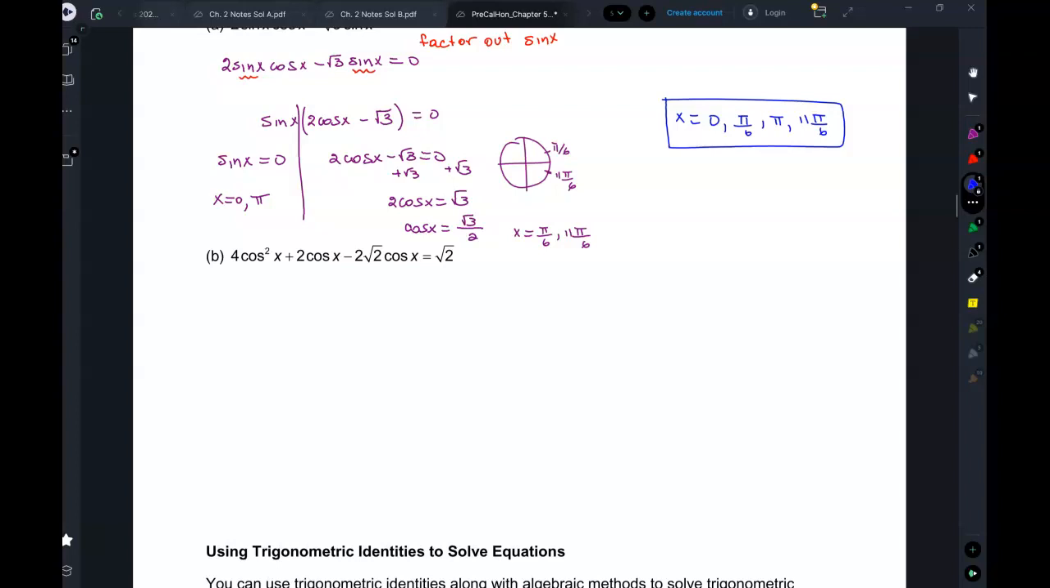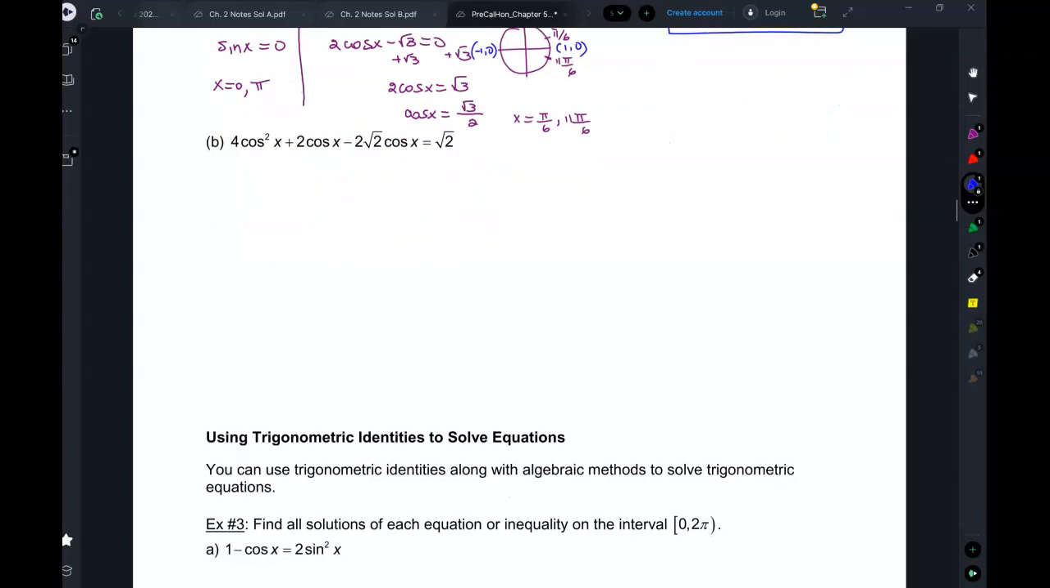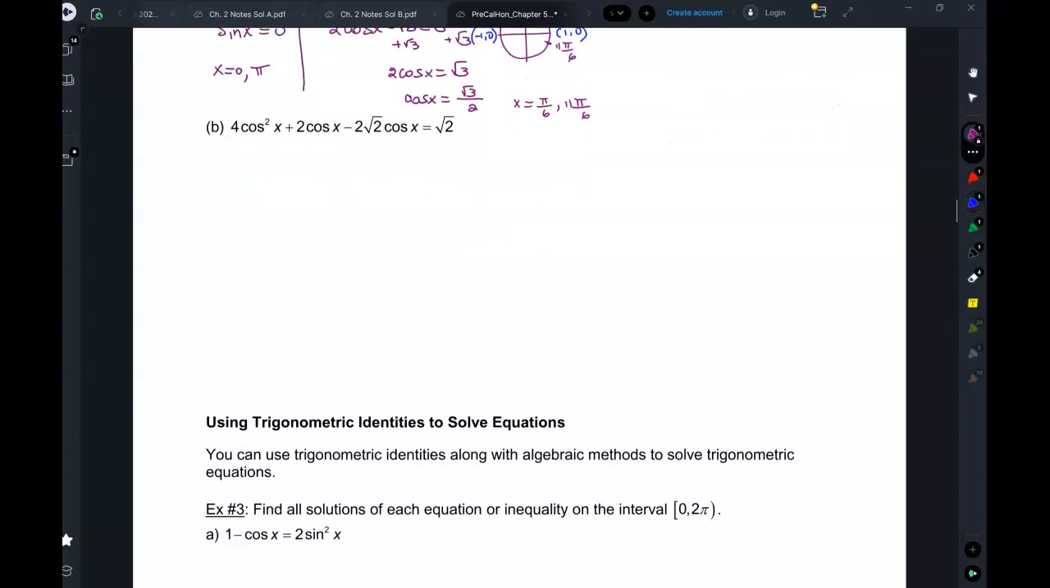I don't get why it's 0 and pi. So here, where is sine of x equal to 0? Sine is the y value. It's 0 at 0 and pi, right? Because this point is negative 1 comma 0, and this is 1 comma 0, and the y values are zeros there. Okay?